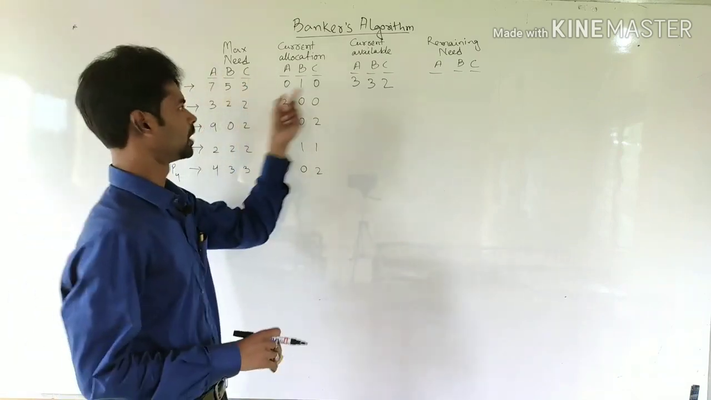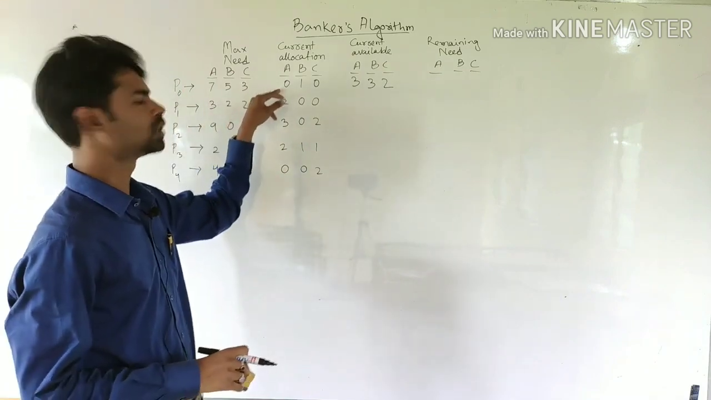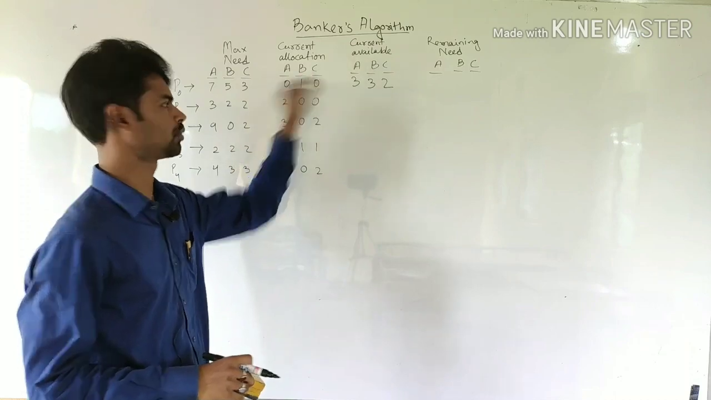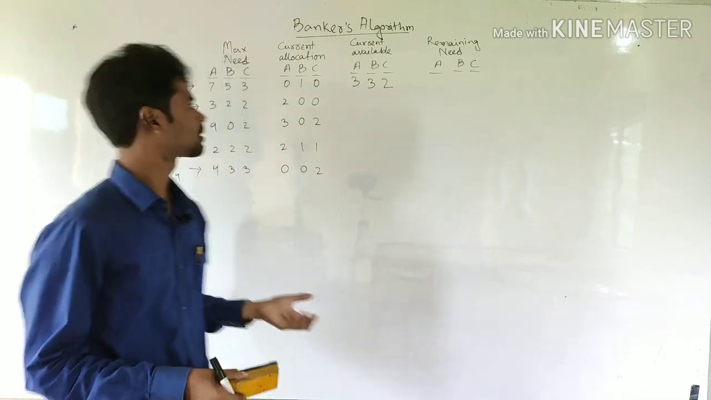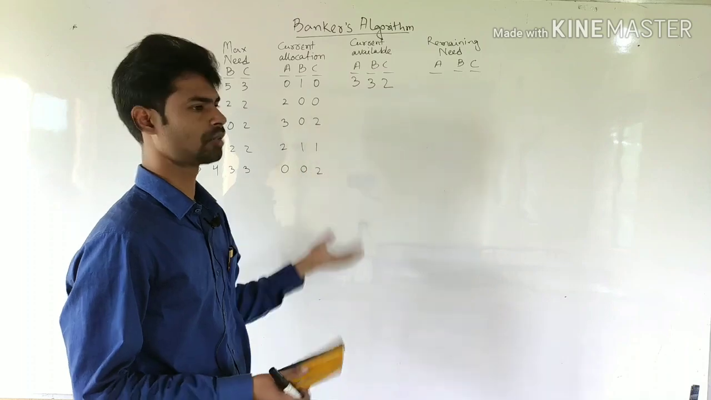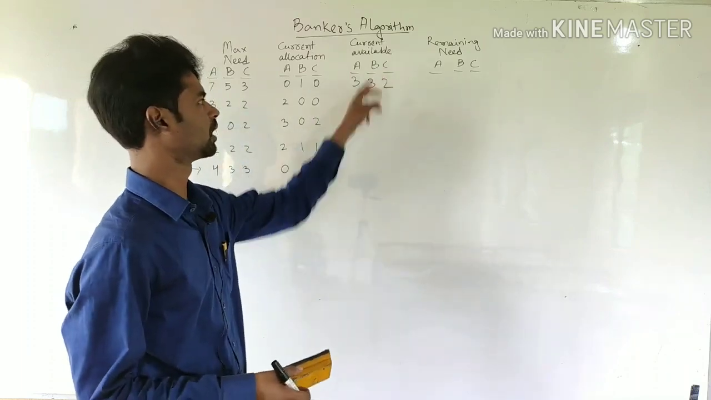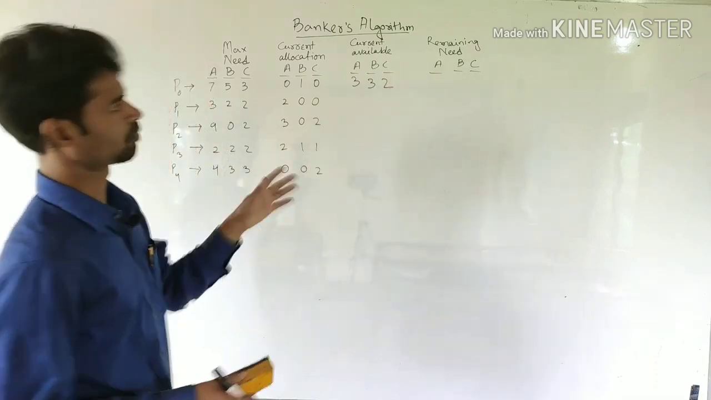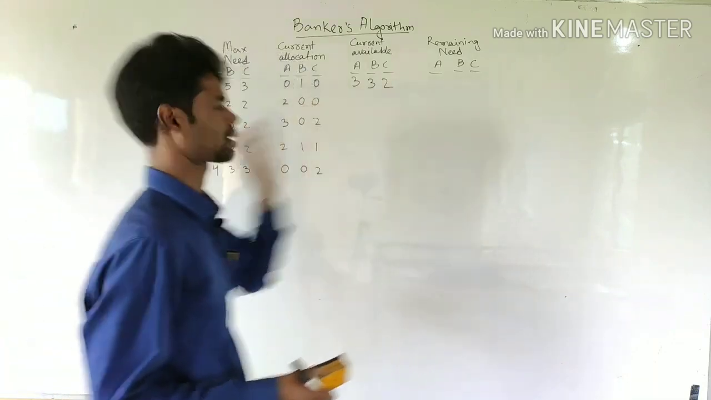Current allocation: in the current state, P0 has 0 resources of A, 1 of B and 0 of C. What are the available resources in the system? In the system, A has 3 resources freely available that we can assign to any process, B has 3 resources, C has 2 resources. First of all, we have to find out the remaining need for each process.